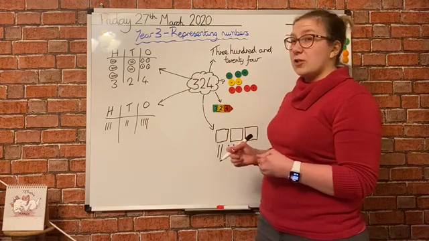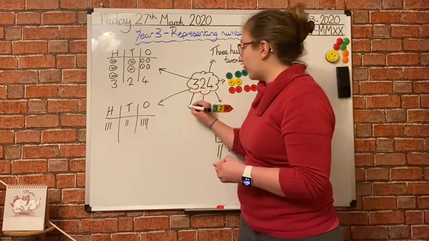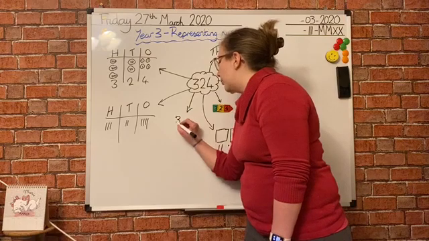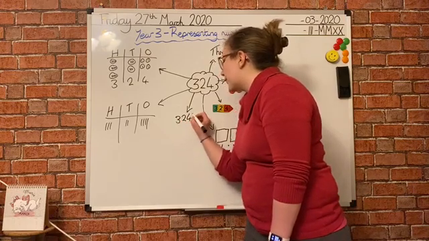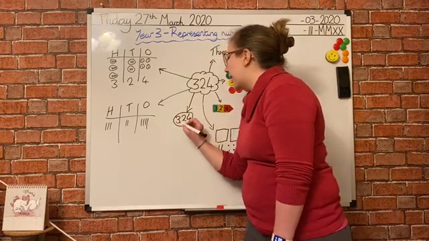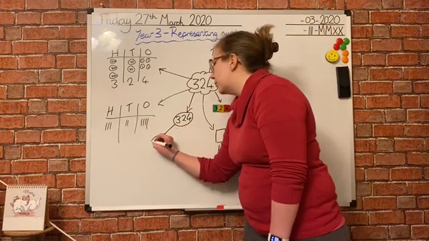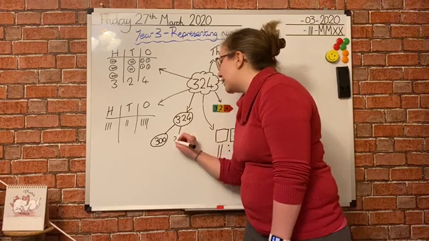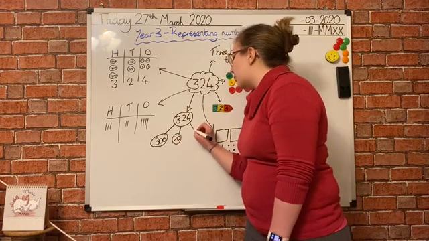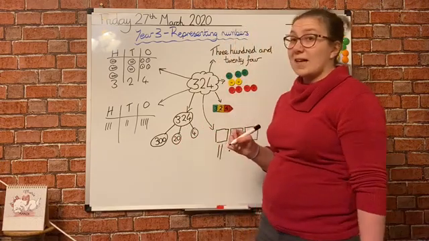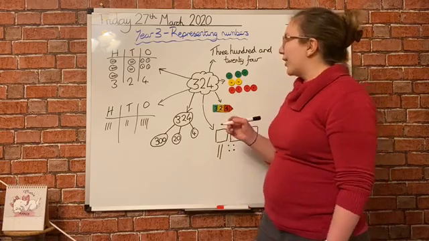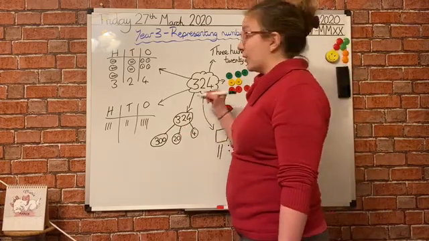So another way in which we can do that is using our part-whole model. So we start with the whole, 324, and we break it down into its parts. We've got 300, we have 20, and we have 4. That's our part-whole model. We can also represent this number as a calculation.